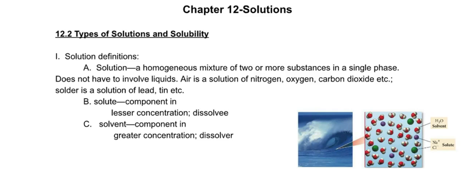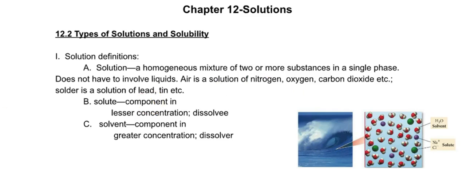A solute is the component in the lesser concentration. It's the dissolvee, if you will. The solvent is the component in greater concentration. It's called the dissolver. So here's my picture over here. This is obviously like an ocean wave. So ocean is salt water. If you look, you'll see the green and the purples. Those are your sodium ions and your chloride ions, and they are being dissolved by the water. Obviously, the water is in greater concentration than the salt ions are, okay?